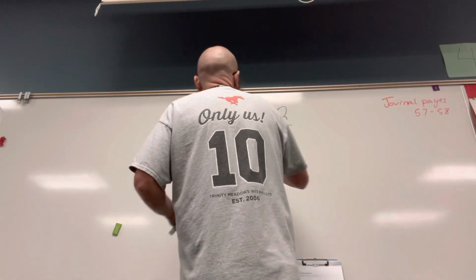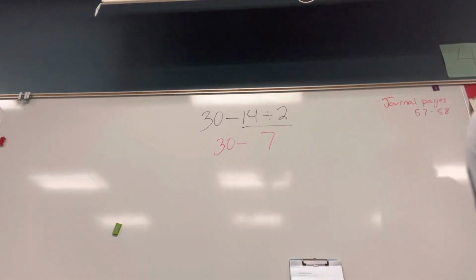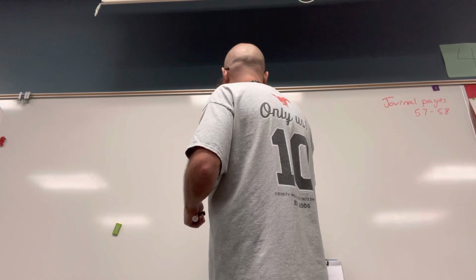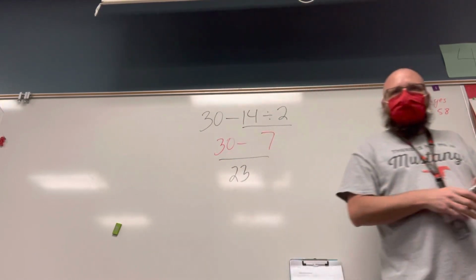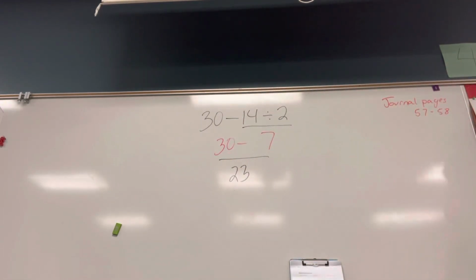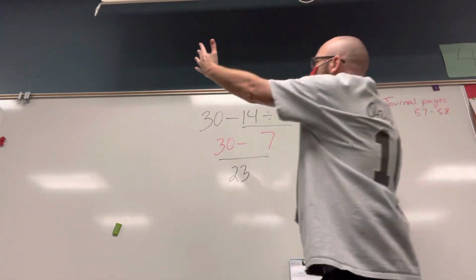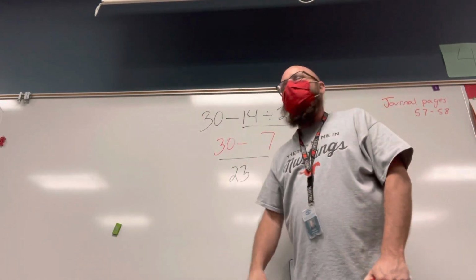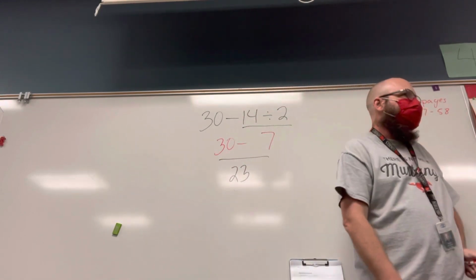Now we're down to just one operation. Riley, 30 minus 7 is? 23. You're going to save yourself a lot of frustration, crying, and messing up if you do it like this, funneling out one operation at a time.